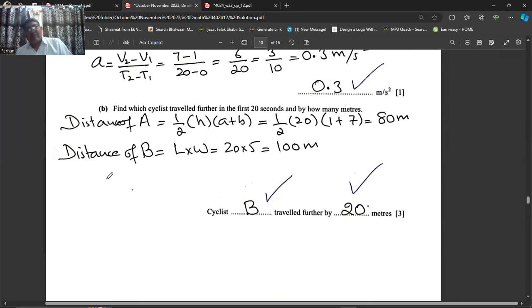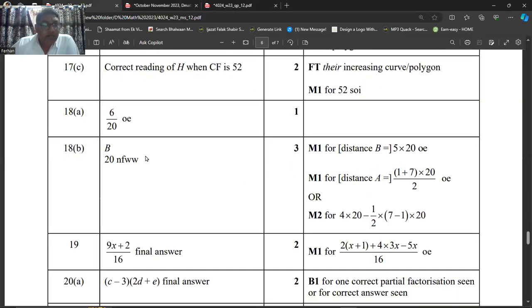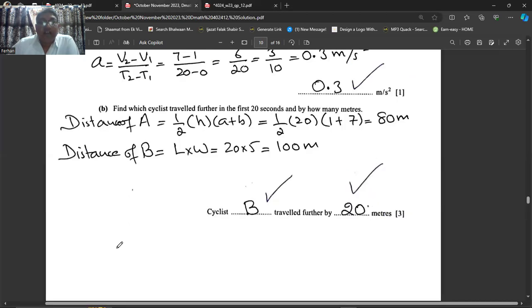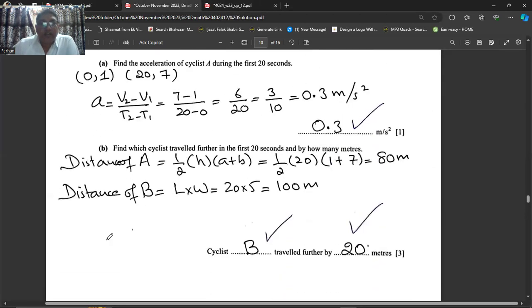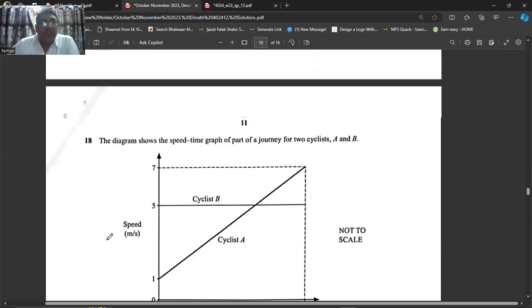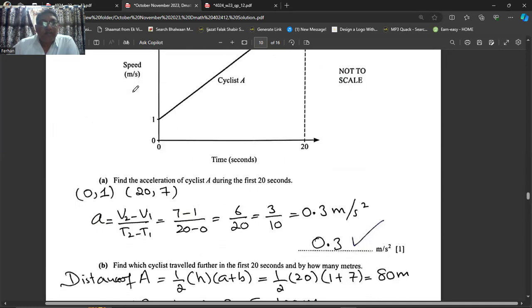So A has traveled 80 meters, B has traveled 100 meters. If from 100 you minus 80, you will get 20. That means cyclist B traveled further by 20 meters. So I think B and 20, our answer is right. So this is question number 18.